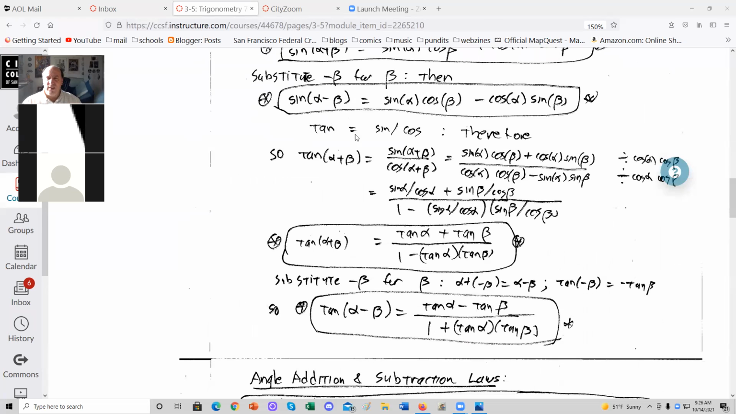Then there's tangent. Tangent is sine over cosine. So tangent of a sum is sine of the sum over cosine of the sum. That's sine cosine plus cosine sine over cos cos minus sine sine. We'll divide numerator and denominator by cos alpha cos beta. And you get some fractions cancel, and sine over cosine plus sine over cosine over 1 minus sine over cosine times sine over cosine. And since sine over cosine is tangent, you get the rule. The tangent of a sum is tan alpha plus tan beta over the quantity 1 minus tan alpha times tan beta. Okay, that's tangent of the sum.